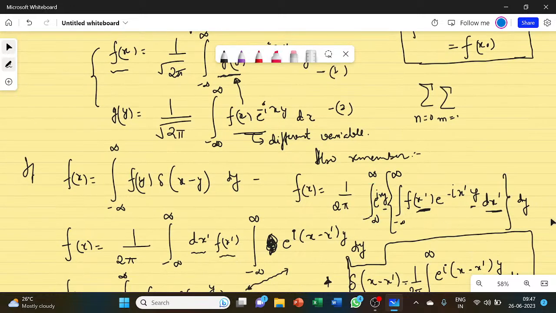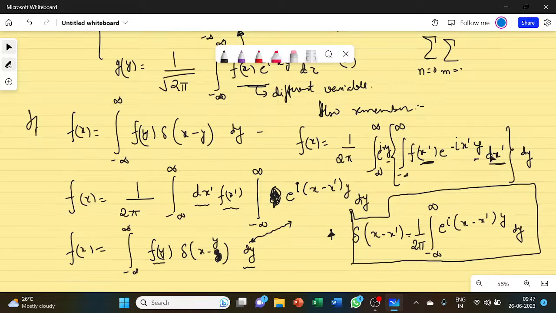So what will happen? Eventually I will just put the respective variable with the respective function. So for example, f of x dash dx dash, this is one of the integrations, which is running from minus infinity to infinity. Another integration is running over y. So I have simply written it as dx dash, f of x dash, minus infinity to infinity, e to the power iota (x minus x dash) y, dy.